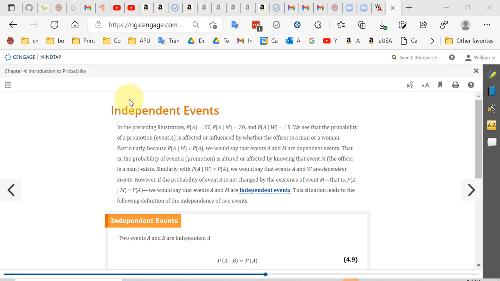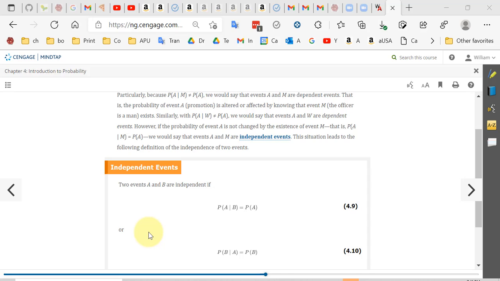Okay, now we want to introduce one last topic, and that's called independent events. Now, they're going to give us the definition and explain it, but let's just look at what they say, because I want to compare it with the other formula that we just looked at and see that there's something different here. So, first of all, what are they?